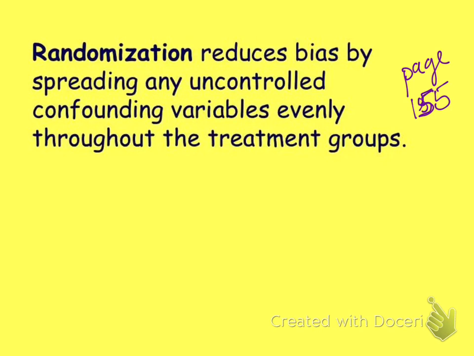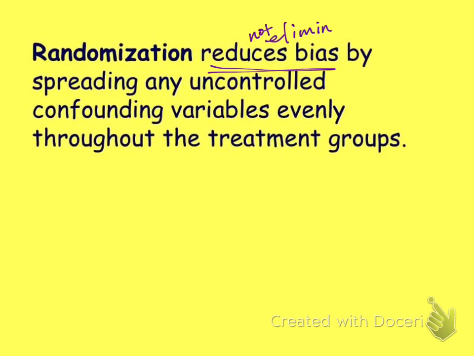So randomization reduces bias by spreading any uncontrolled confounding variables evenly. That's when I talked about the people in the class, the temperature in the classroom. It's randomly spreading out ability level, and the people that studied and didn't study. Randomization takes care of all of that. It reduces bias. It never eliminates bias. Don't ever choose something that says eliminate because it's just impossible to do.